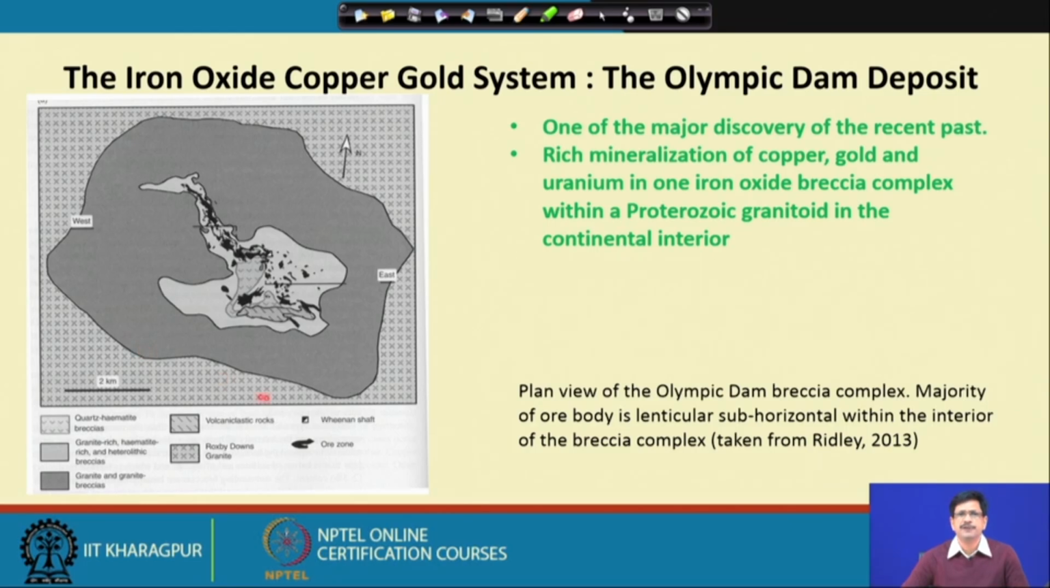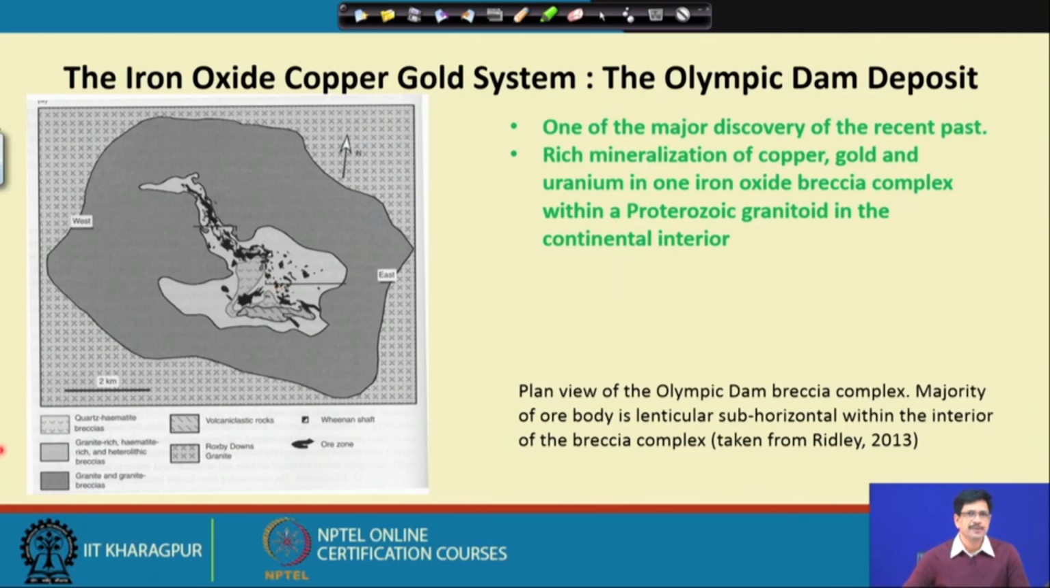So, this is a very important discovery in the recent past, and it gave rise to a new concept of ore deposits which were named the iron oxide copper gold or IOCG class of deposits, because the occurrence of such kind of mineralization in a granitoid in a continental interior was not known till that time.